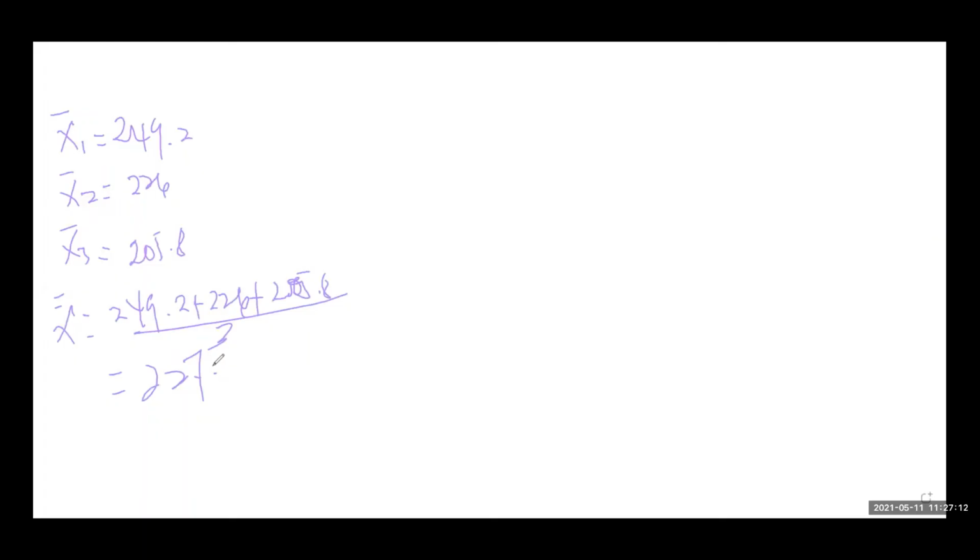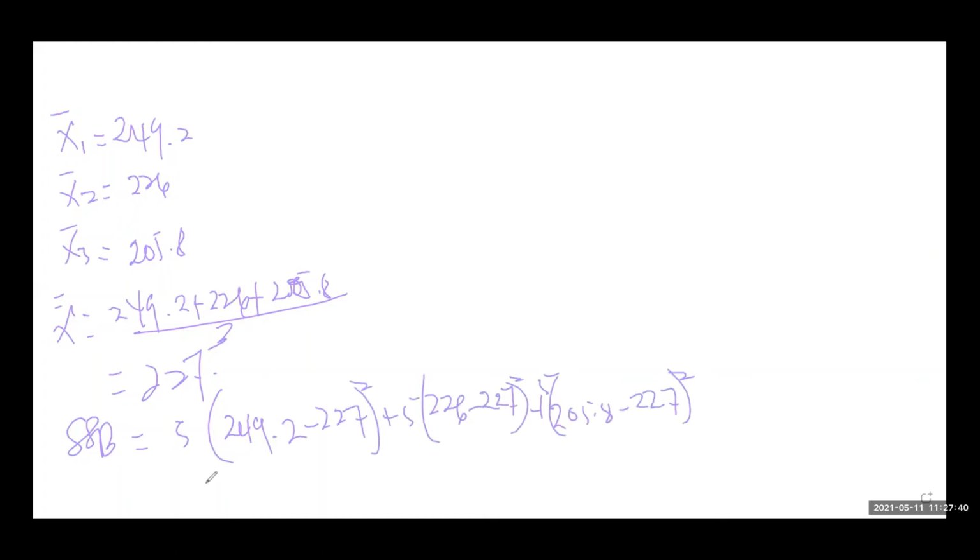So my sum of squares between is equal to 5 times the quantity 249.2 minus 227 squared, plus 226 minus 227 squared, plus 205.8 minus 227 squared. It should be equal to 4716.4. So we have our SSB.